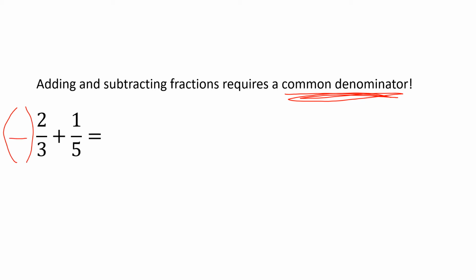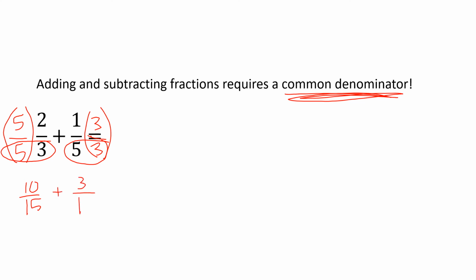So over here on the left, I'm going to multiply by 5 over 5. And over here on the right, I'm going to multiply by 3 over 3. That way, both of my denominators have a factor of 5 and 3. Now, what this is going to turn into, the first fraction would turn into 10 over 15, and the second fraction would turn into 3 over 15.